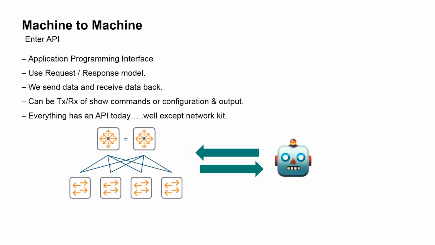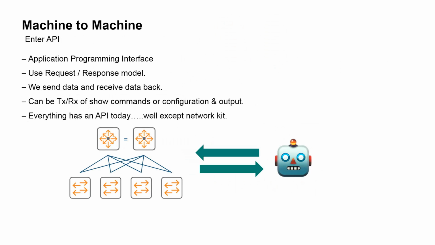So you could say, oh, well, the CLI is essentially an API. In a way it is, yes, because we send our show commands and then we get our output back, or we send our configuration commands and then we see a kind of response from the device. You could say that, but I'm not talking about those types of APIs. I'm talking about much more modern APIs like a REST API, which we'll be going into.